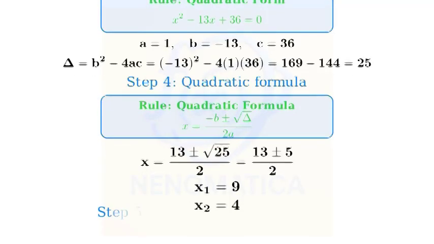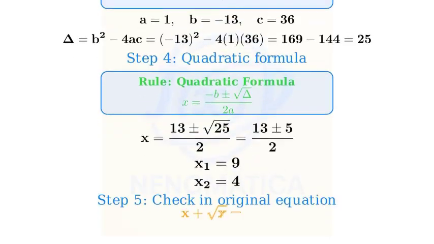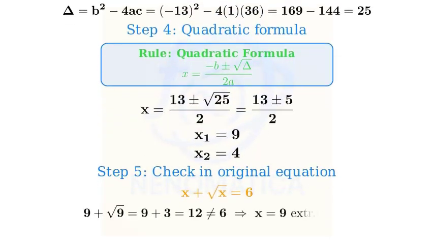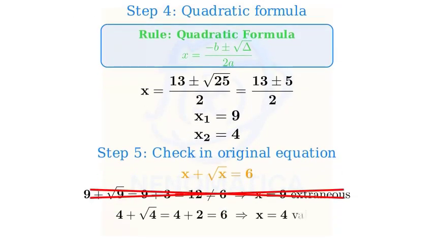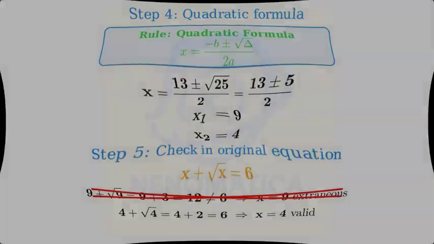Step 5. Check both candidates in the original equation, because squaring can create extraneous solutions. For x equals 9, 9 plus square root of 9 is 12, not 6, so 9 is extraneous. For x equals 4, 4 plus square root of 4 is 6, which works. Only x equals 4 is valid.